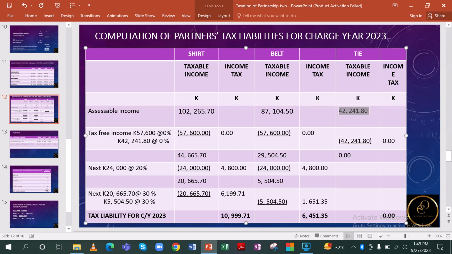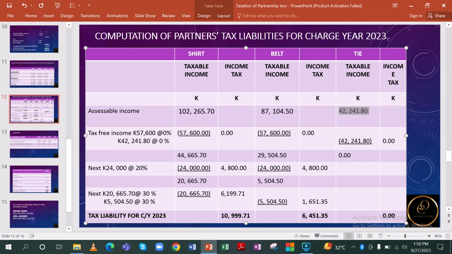So for Shed, what remains is 20,665. This marginal rate of 30% applies to the maximum slice band of 25,200. Now, since this did not reach 25,200, we make do with what we have so far, which is 20,665 kwacha 7 ngwe. At 30%, that gives us a tax of 6,199 kwacha 71 ngwe. And that marks the end of income to be taxed for Shed.